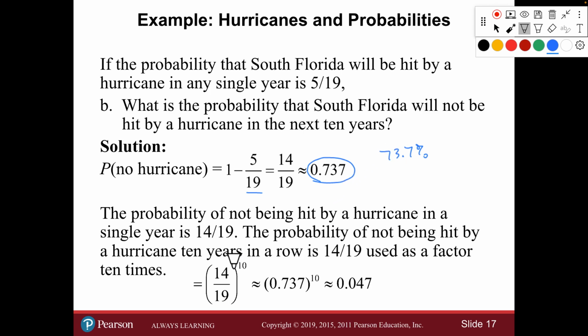But we could then take that and say, well, what's the probability of not having a hurricane for 10 years? So we take our probability, 14/19, and we raise it to the 10th power, because again, that would be 10 years of no hurricanes. And we see that there's actually about a 5%, 4.7% chance that that won't happen, that we won't have a hurricane, which, what does that mean? About a 95, right? 95.3 to be exact, of having a hurricane.